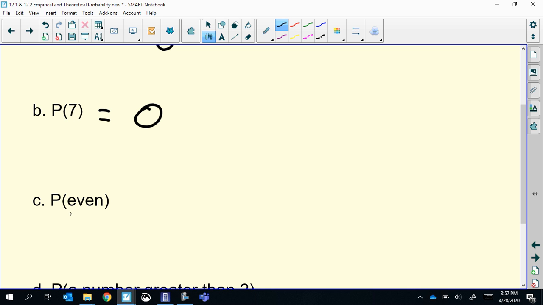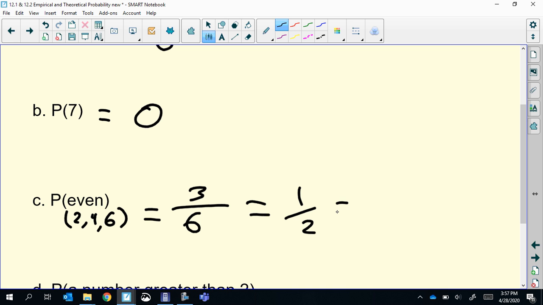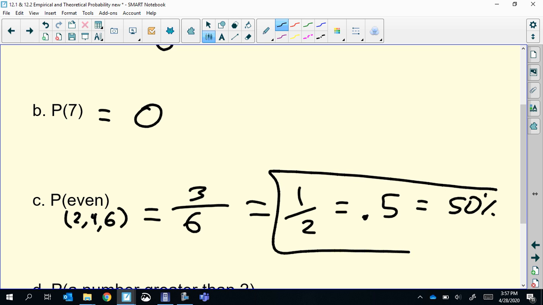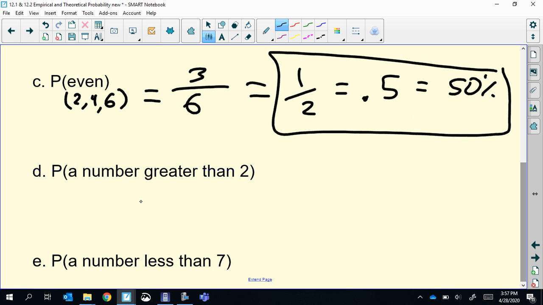Well, the even numbers, that could be a 2, a 4, or a 6. Those are the even numbers on a die. So that would be 3 possibilities out of the 6 sides total. 3 out of 6, which is 1/2. Again, just to remind you, that could be 0.5 or 50%. You can write it any of those ways. Reduced fraction, decimal, percentage, all that's fine.